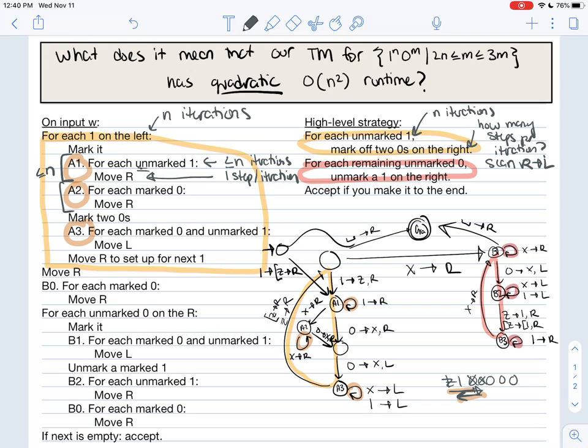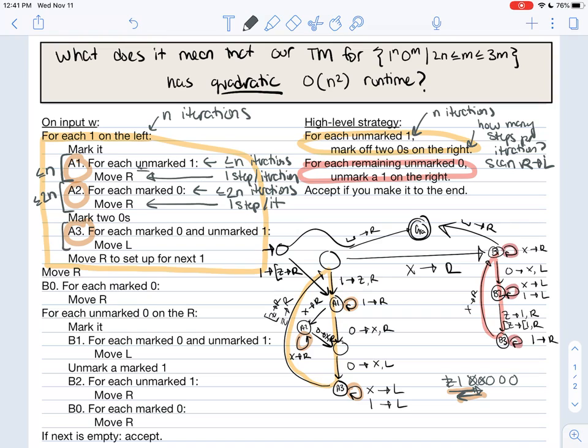Now for A2, we have a similar situation. The number of marked zeros is now going to be at most 2n. And it's at most 2n iterations because although we might have up to 3m zeros, at most 2n of them are going to get marked in this first phase. And then again, we just have one step per iteration. So we have at most 2n steps for A2.